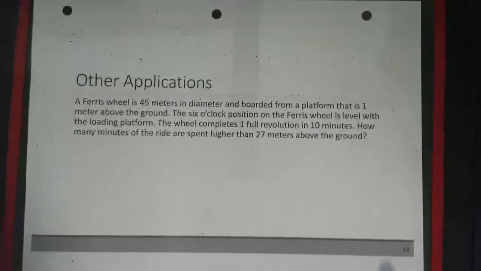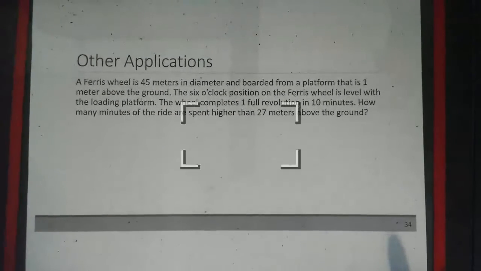All right, last one. We're going to work with a Ferris wheel again. A Ferris wheel is 45 meters in diameter and boarded from a platform that is 1 meter above the ground. The 6 o'clock position on the Ferris wheel is level with the loading platform. The wheel completes 1 full revolution in 10 minutes. How many minutes of the ride are spent higher than 27 meters above the ground?